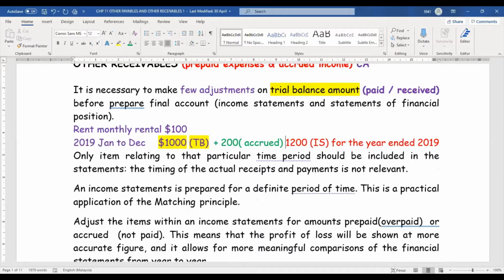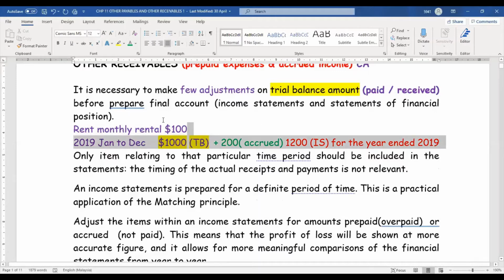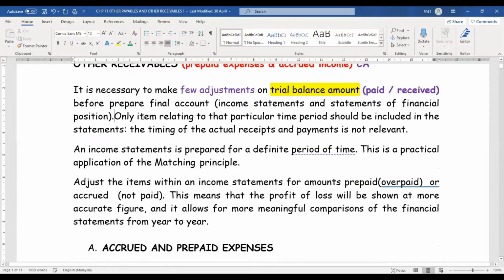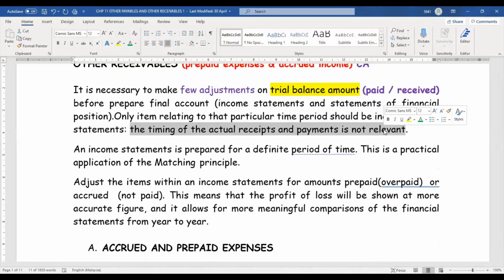Okay, roughly you get the point. Accrued, what is accrued? So we continue with our lesson. Only items relating to the particular time period should be included in the statement. The timing of actual receipt and payment is not relevant, so we don't care about the money received or not. If it's the expenses for this year, we record it for this year.